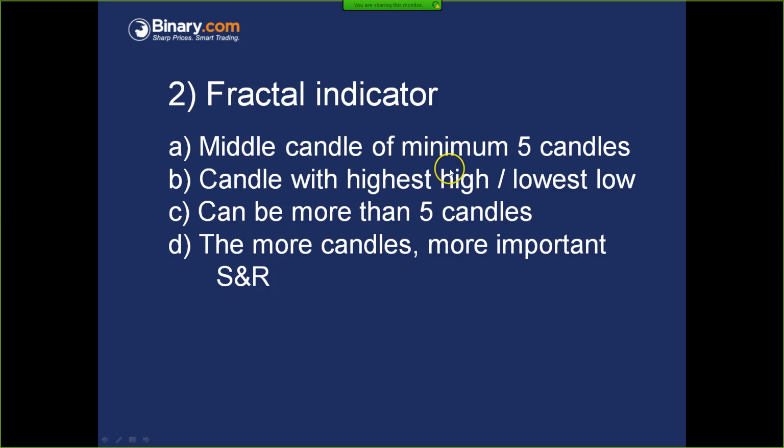And the fractal indicator is as follows, and that's what I'm going to explain. It's the middle candle of minimum 5 candles, 2 to the left and 2 to the right, and it's the candle with the highest high or with the lowest low. There could be more candles to the left or right. I'm talking about a minimum of 5 candles, but there could be 20, there could be 100, there could be 200,000. It doesn't matter. The only thing that matters is the minimum number. The more candles to the left and to the right, the more important that particular fractal does become in general due to support and resistance.